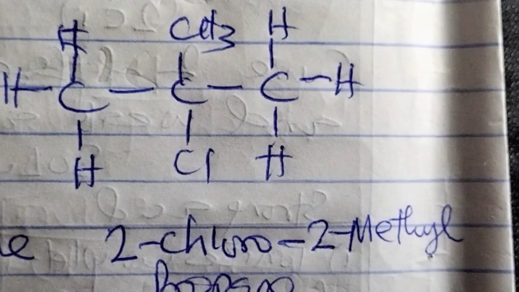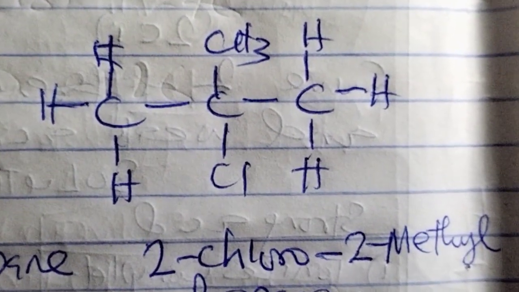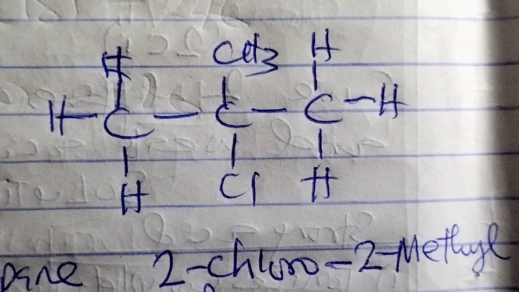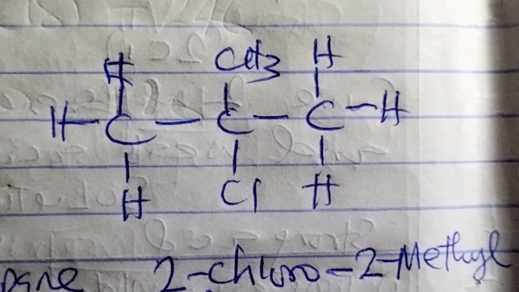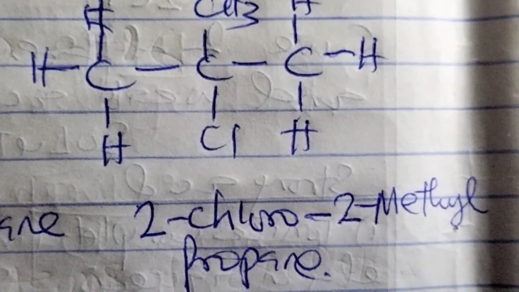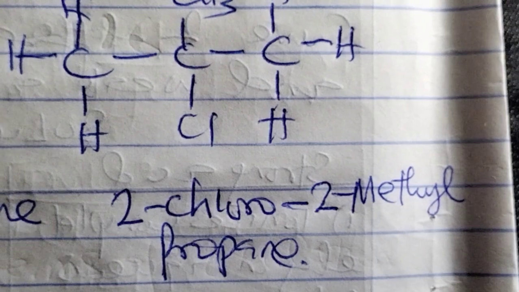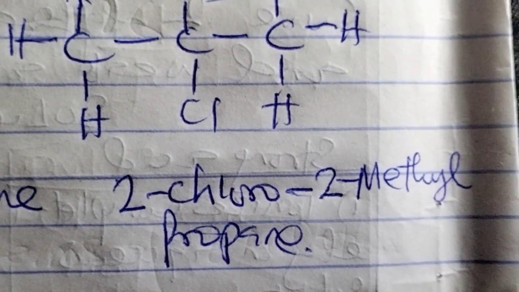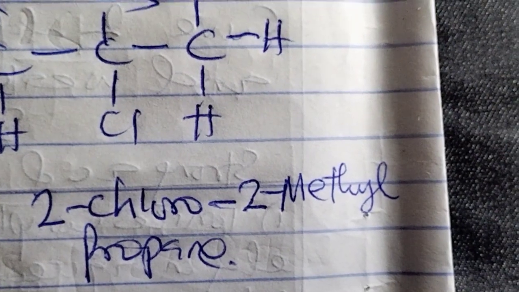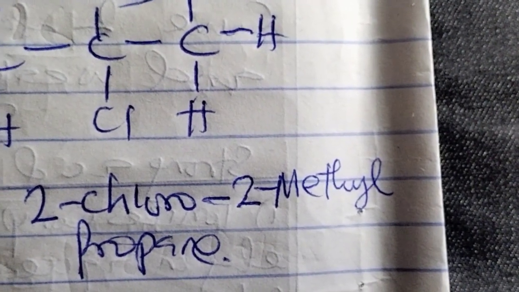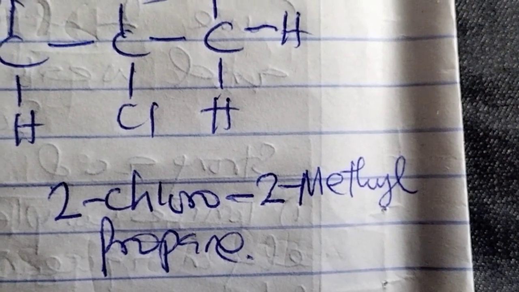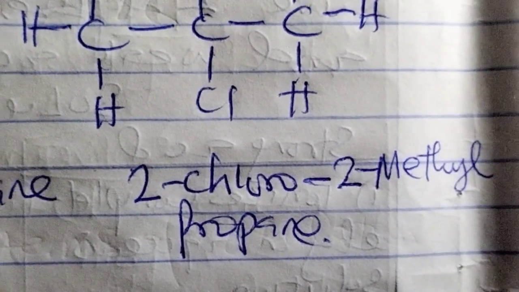Then the fourth one, you can see that. So this one has chlorine and the methyl group CH3 on the middle carbon. You can see very well. So this is called 2-chloro-2-methylpropane. That propane should come immediately after methyl and they should be joined together as one word. So there's no space, that you will have to write down.